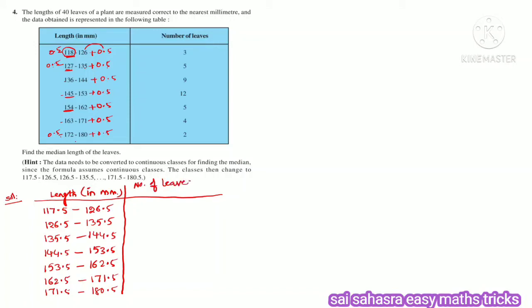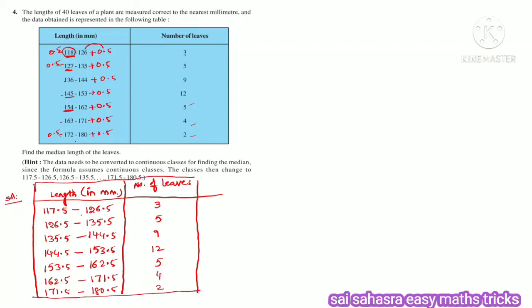Next, number of leaves. How many leaves are there? 3, 5. There is no change here. 3, 5, and this one 9. Next is 12, 5, 4, 2.